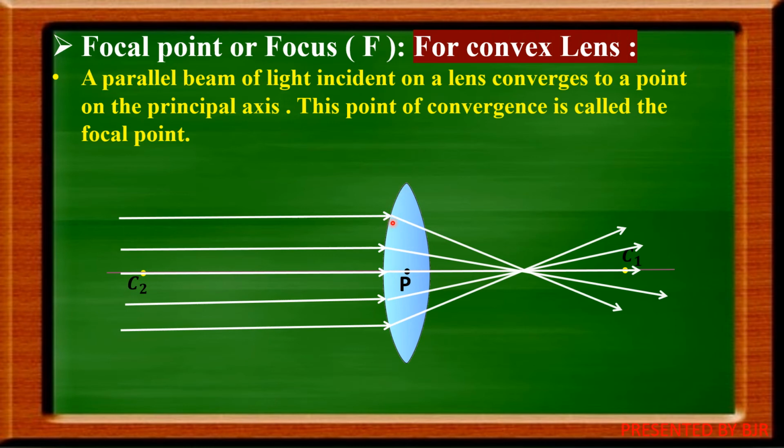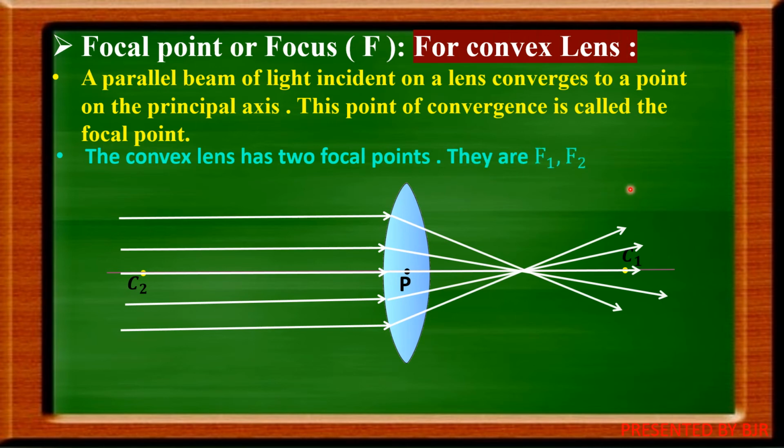So this ray got refracted and is traveling like this, and the second ray got refracted and is traveling like this. All the refracted rays are converging to a point on the principal axis here. This point of convergence is called the focal point or focus. Here the convex lens has two focal points. They are F1 and F2.